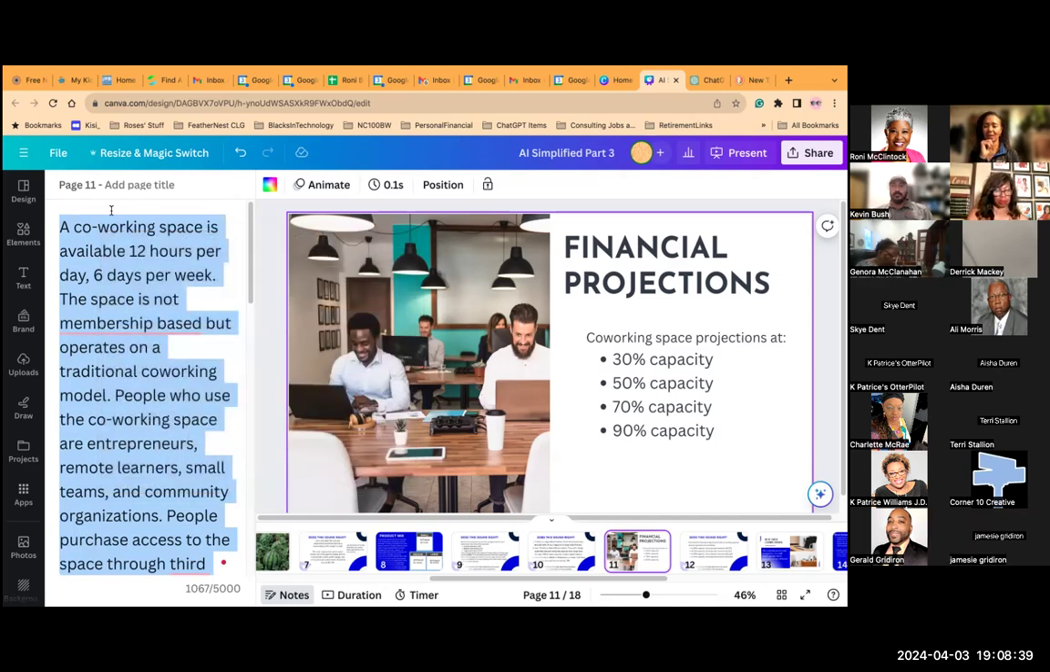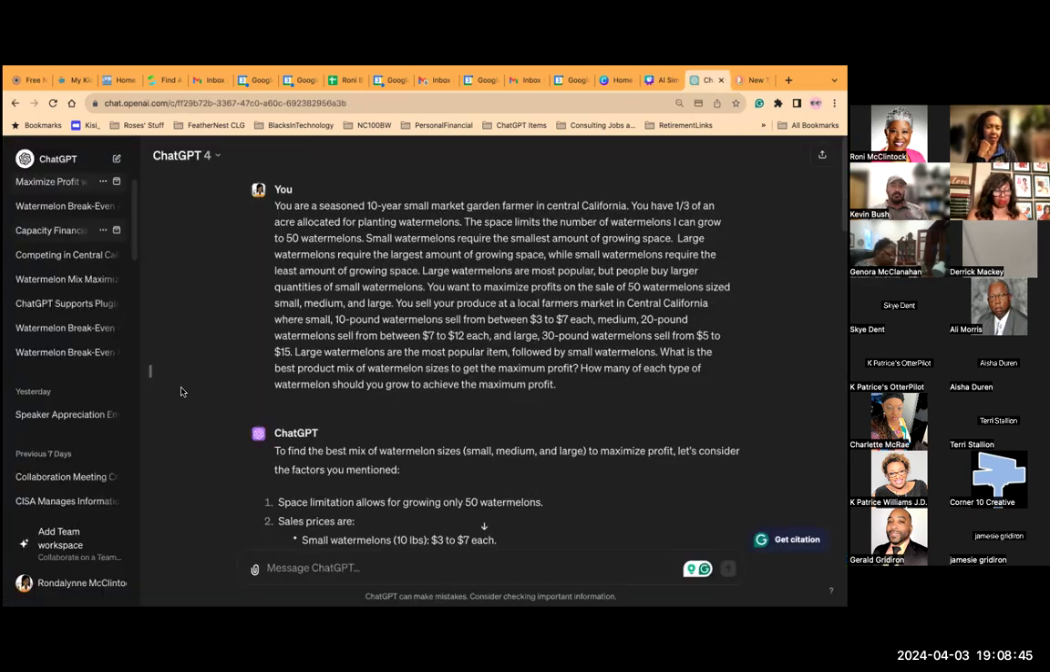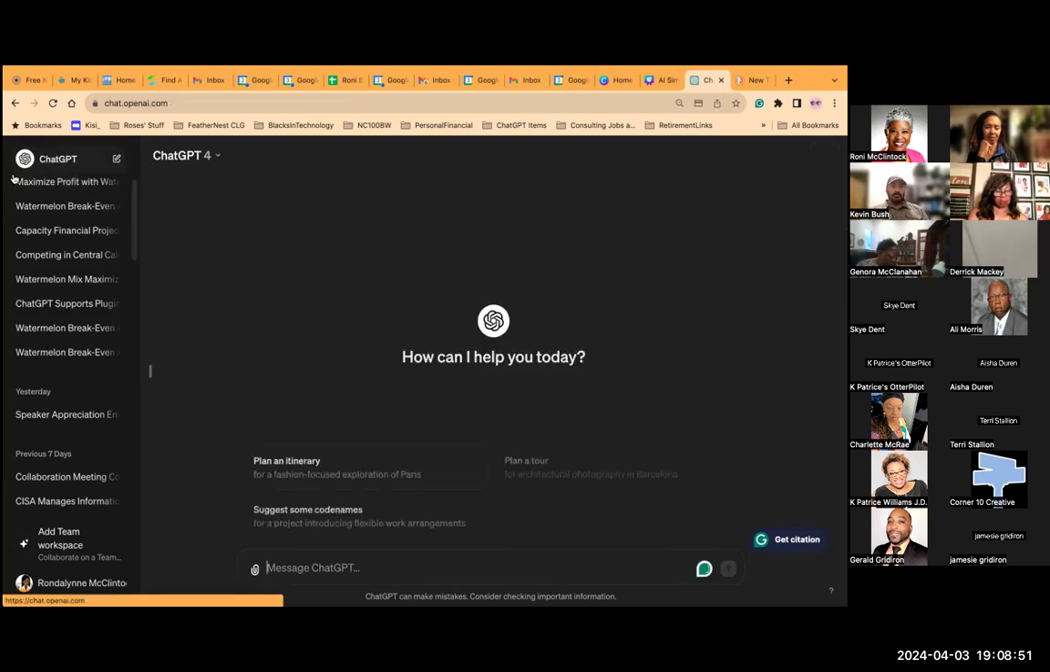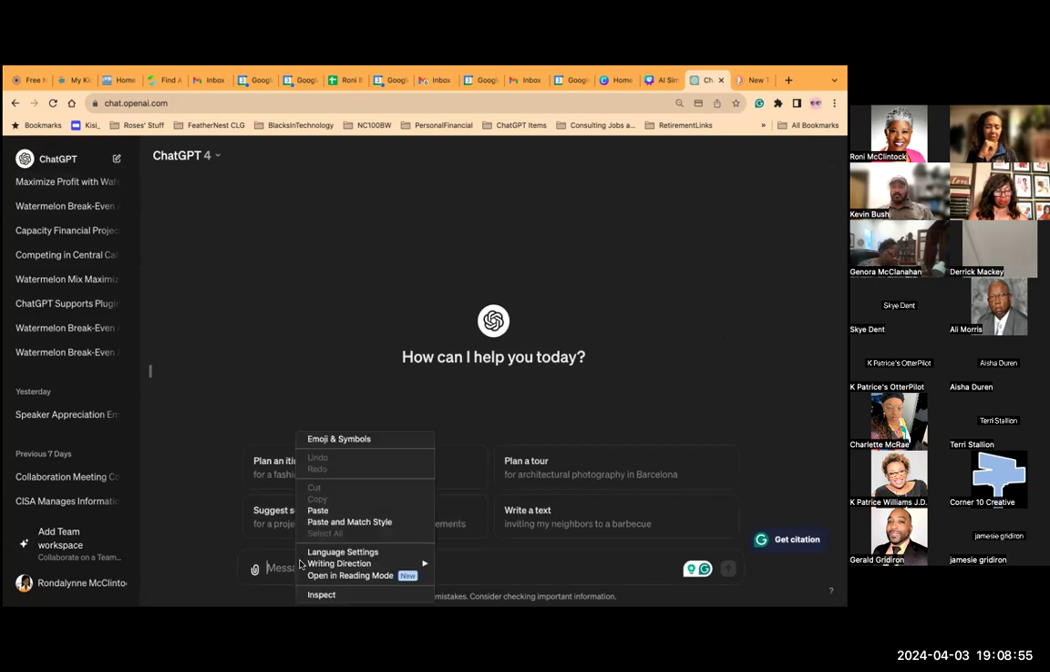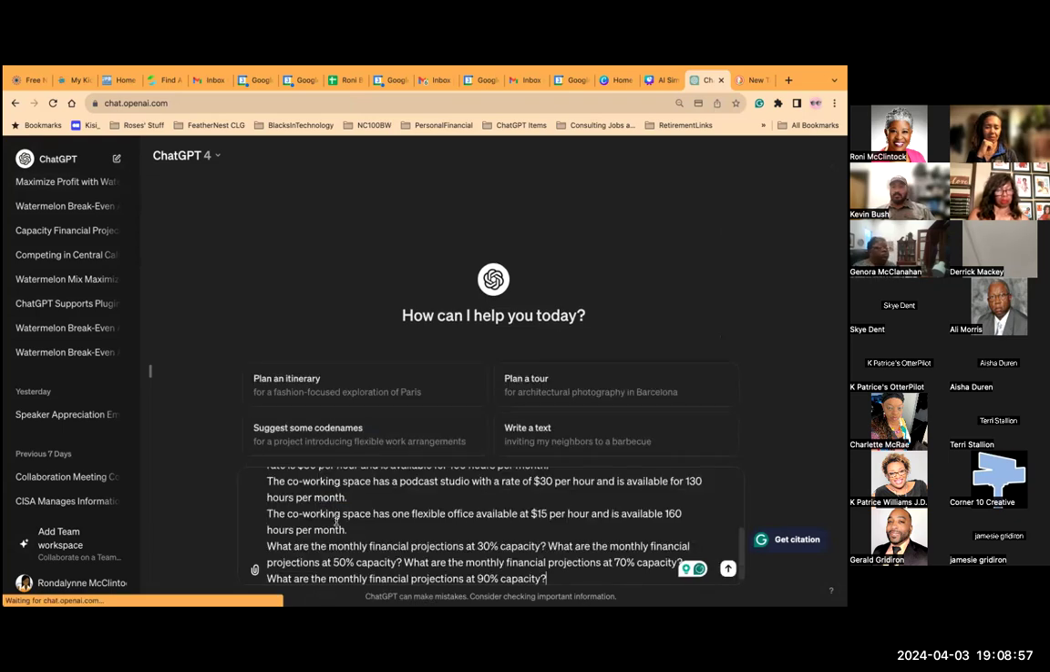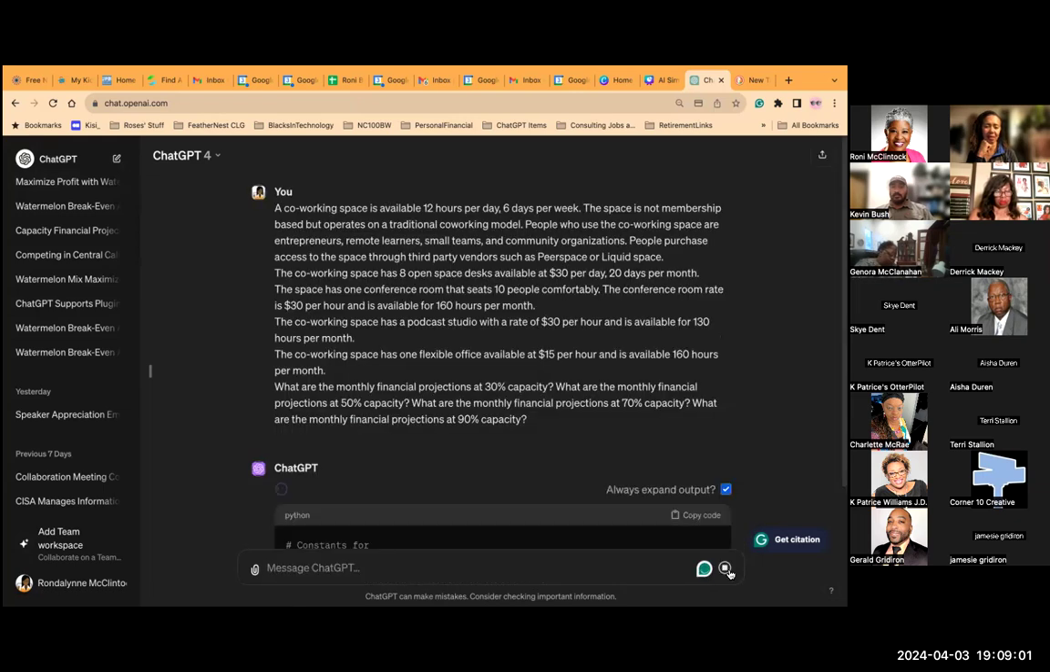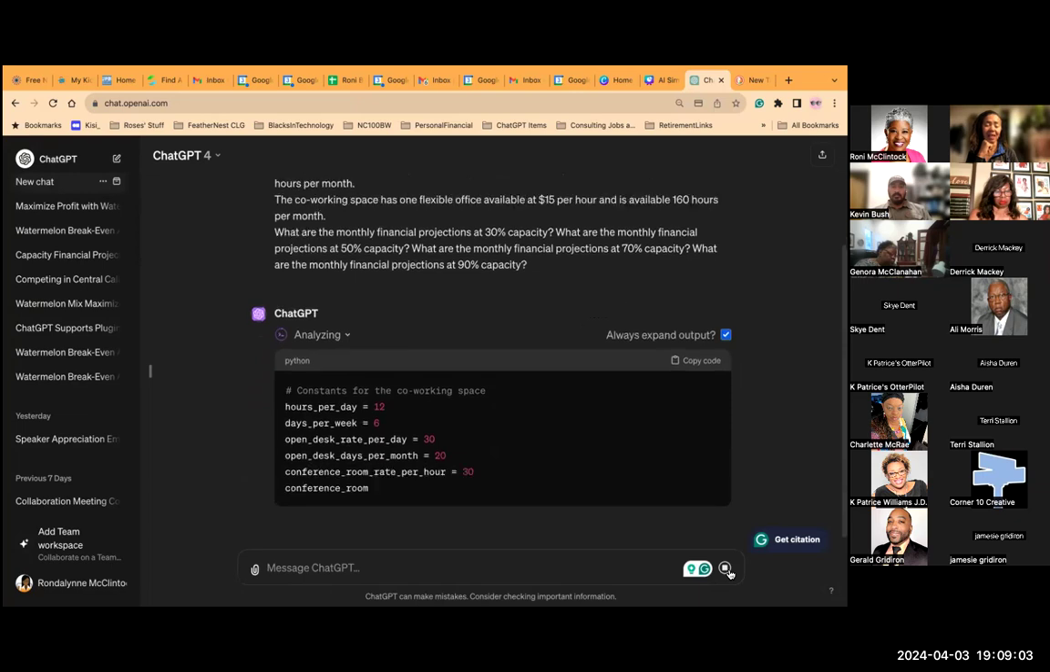I know this is very high level. It doesn't talk about parking or how many square feet. It doesn't talk about any of this. It's just high level. And again, if you're doing this for your business, this is your first draft. So I'm going to put that in and let's see what kind of numbers we're looking at. That's a lot of information.